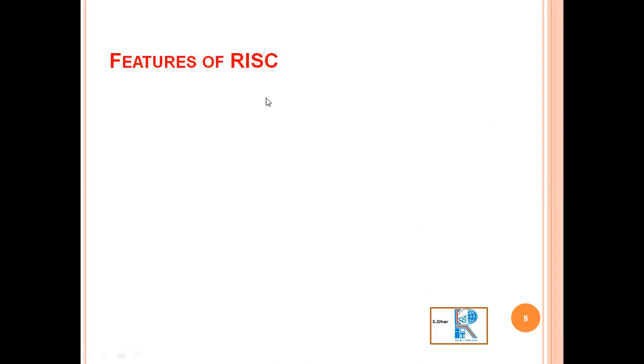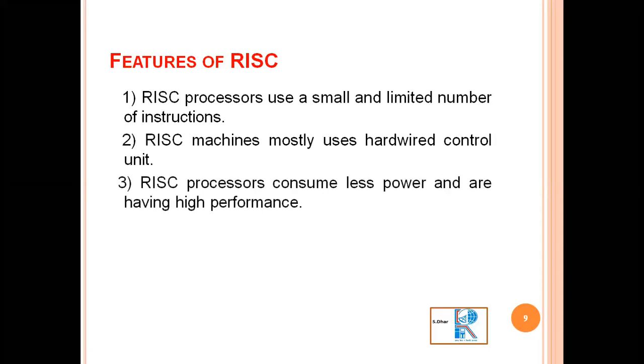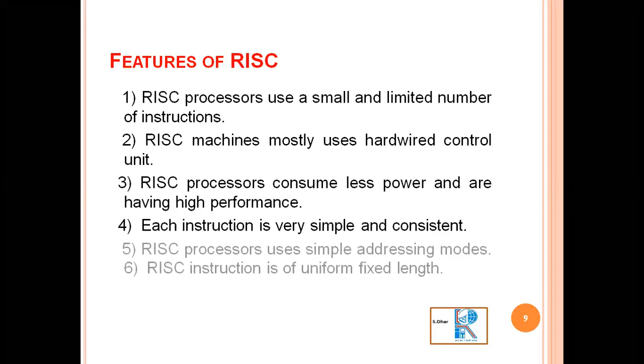Now RISC has some features. So what are the features of RISC? A RISC processor uses a small and limited number of instructions. The instructions in RISC are small and limited, and there is no complex type of instruction. The instructions are very easy to understand. Clear? RISC machines mostly use hardware control. I have already told you RISC uses the hardware control unit, not the microprogram control unit. So a RISC processor consumes less power and has high performance.